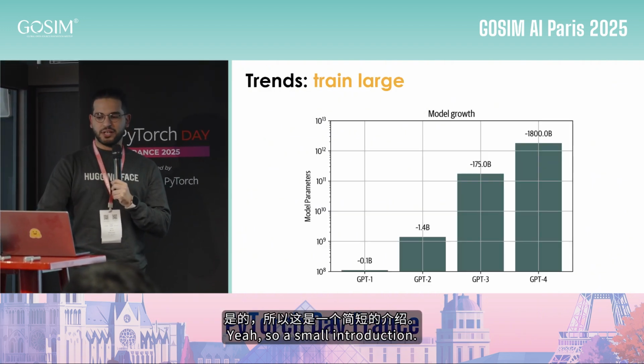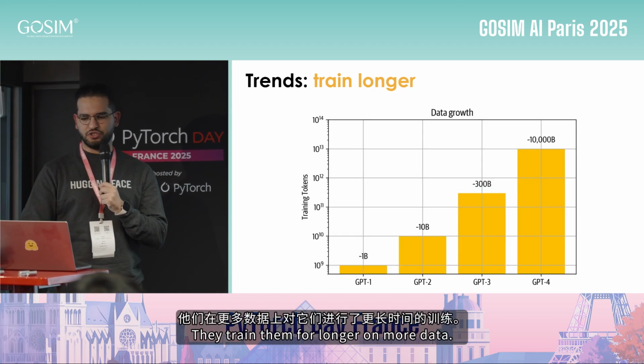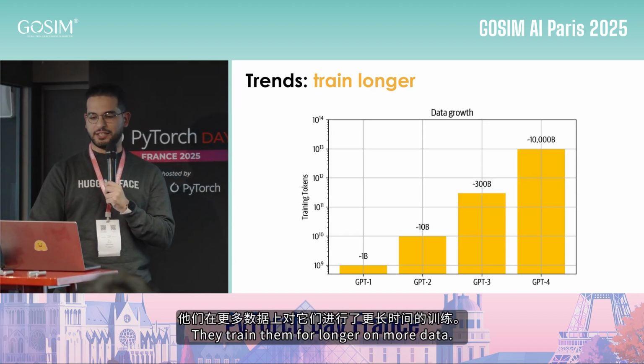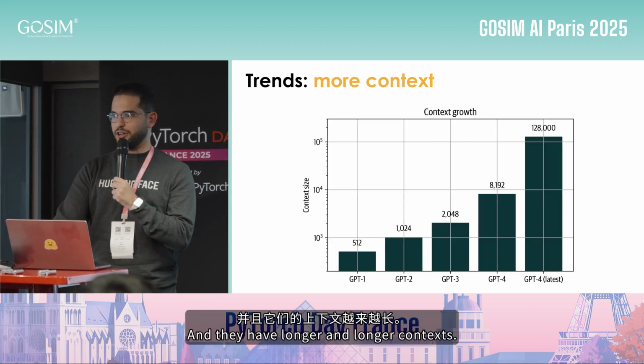Yeah, so some small introduction. People are training large models. They train them for longer on more data. And they have longer and longer contexts.